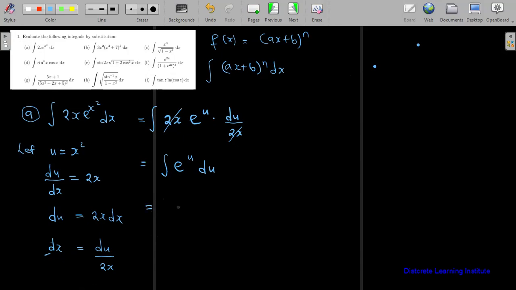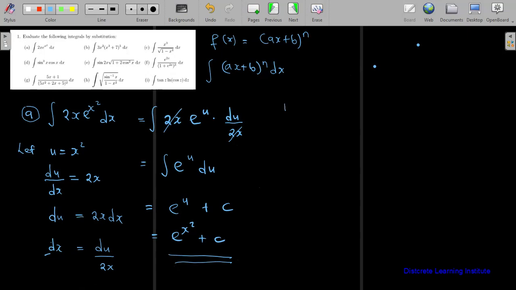So this will be equal to e to the power u, and then remember, this is an indefinite integral, so you put a plus c. But we are not done. Remember, the original integral was in terms of x, so the final answer should also be in terms of x. I can do that because my u is x squared. So this is e to the power x squared, then plus c. So that's your solution for part A.